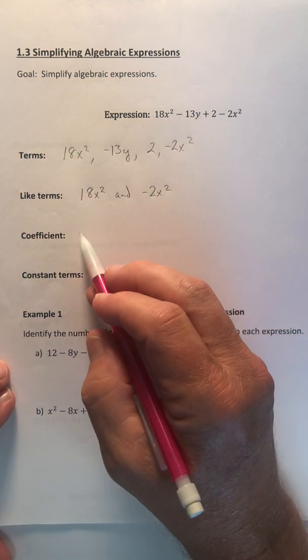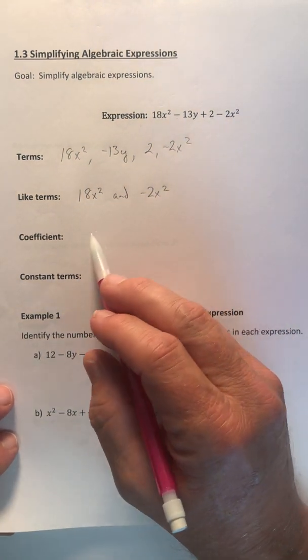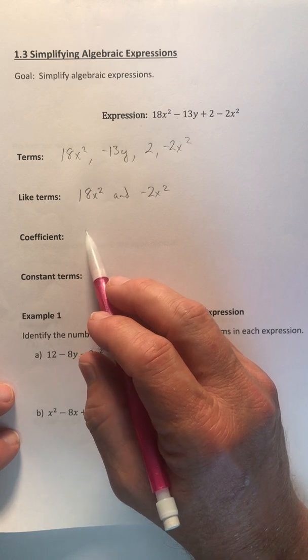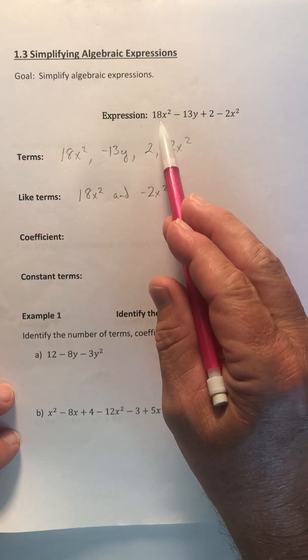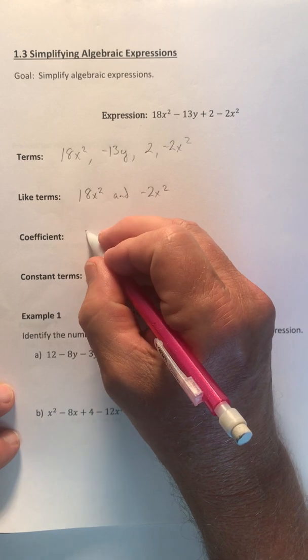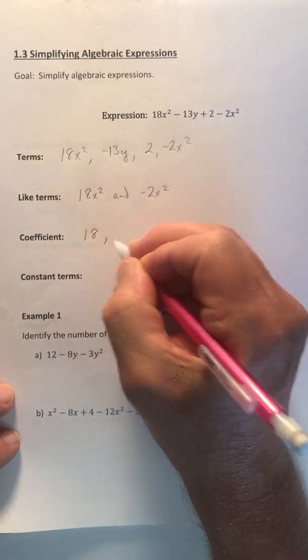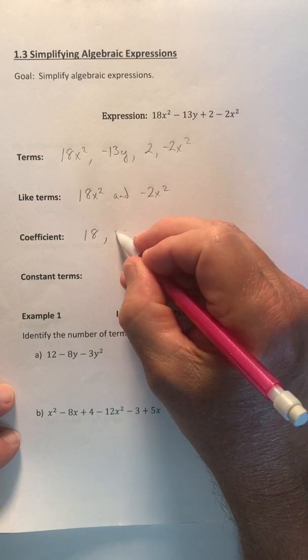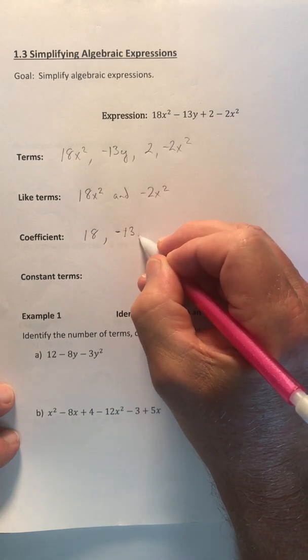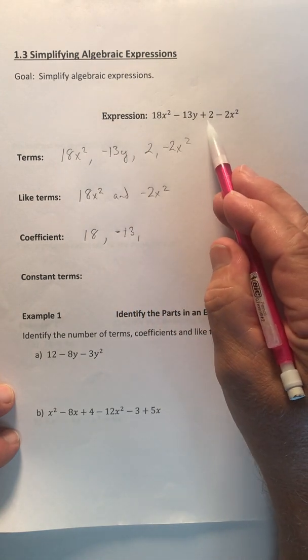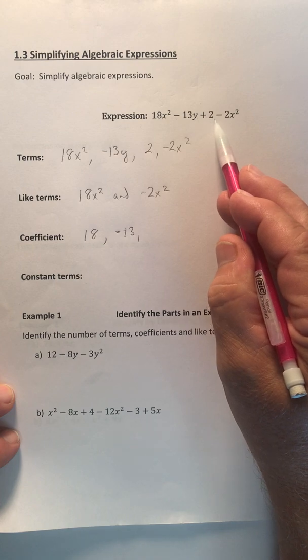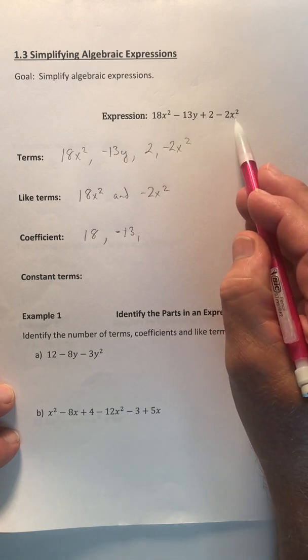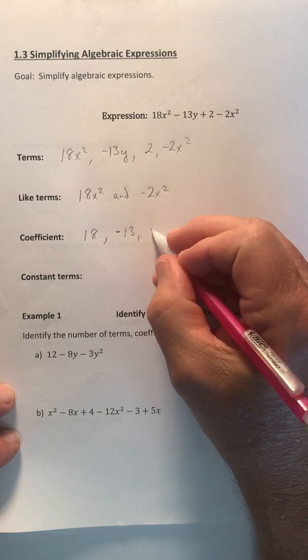All right, our coefficients. Coefficients are the numbers that are beside the variables. So in our 18x squared, the coefficient would be 18. In our negative 13y, the coefficient would be a negative 13. 2 doesn't have a coefficient because it doesn't have a variable. And then negative 2x squared, the coefficient is negative 2.